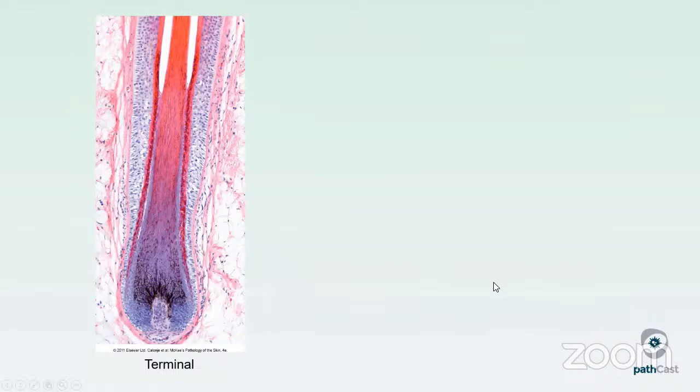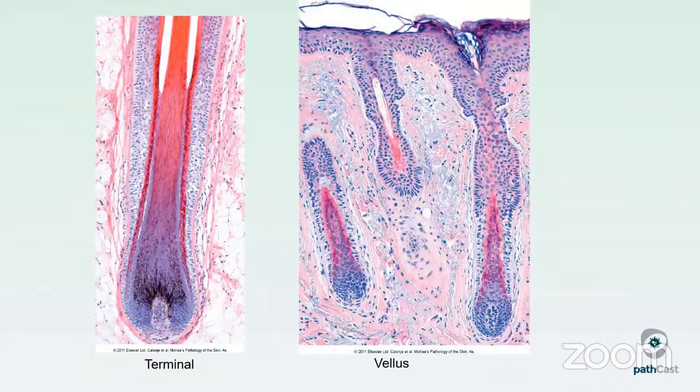So next up is just a vertical section view of these in real histologic section. So a terminal hair on the left, a vellus hair on the right. So again, terminal, we see it's rooted in the fat, adipose tissue around it. It is pigmented. The vellus is rooted, the bulbs are in the dermis, and they are non-pigmented.